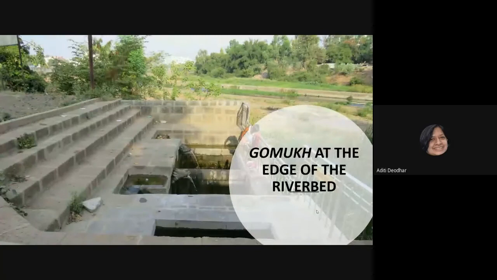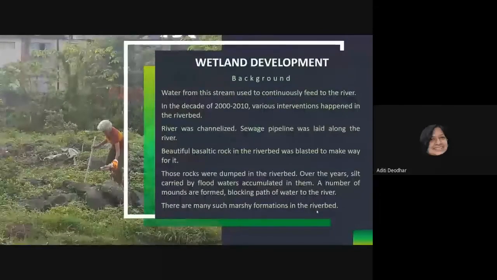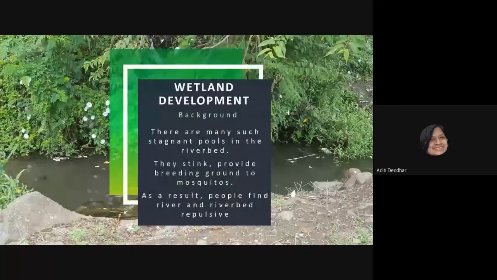So these are the gomukhs. And what happens, as you can see here, this is one of the stagnant pools. There are a lot of such stagnant pools created in the riverbed because of this. And as you know, whenever water stagnates, anaerobic conditions are created, and the result of anaerobic conditions is methane and a foul smell. So the riverbed stinks. You can feel that stench whenever you enter the riverbed.